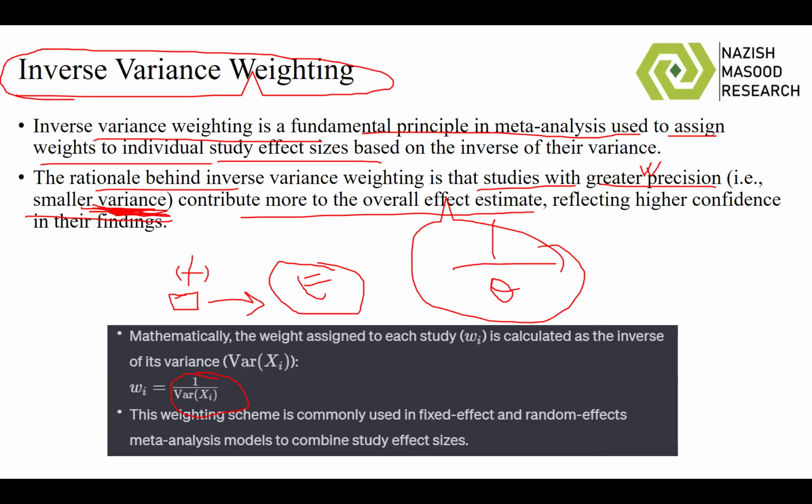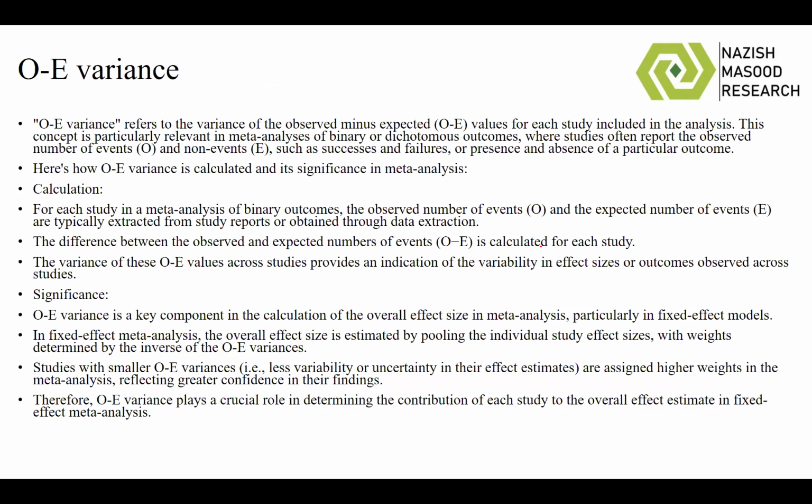I hope I was able to clarify it. This is based on my understanding. When you're doing a meta-analysis, no one is going to ask you all this, but you should know all this theoretical part as well. There is also something called observed minus expected variance when we are doing meta-analysis.